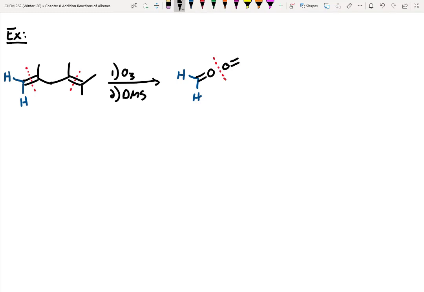On the other side, though, we're going to have kind of this in-between chunk. It's going to look like this, and it's being cut in two spots. So really, this whole portion is this whole portion. Does that kind of make sense so far?